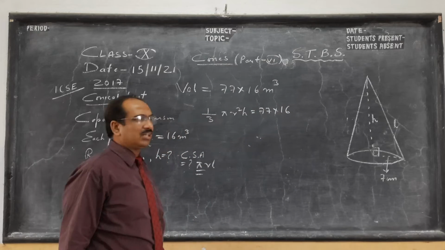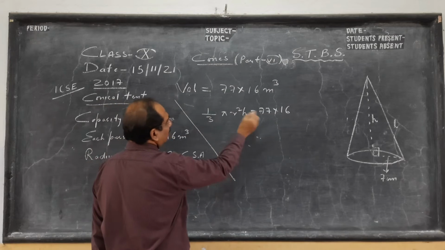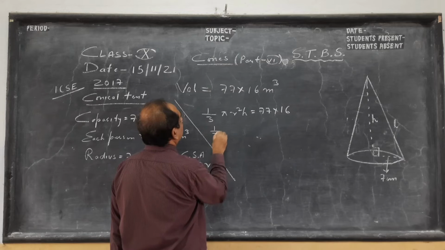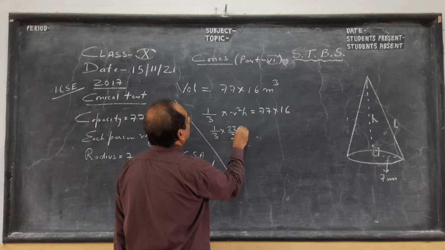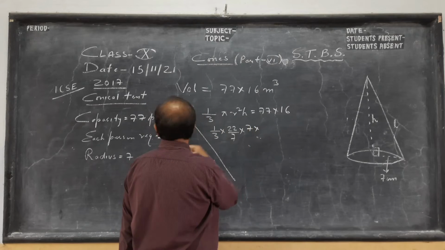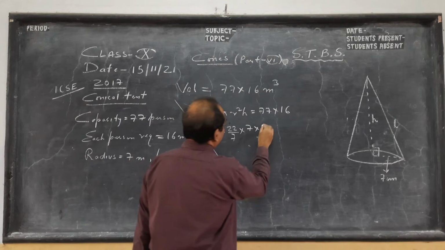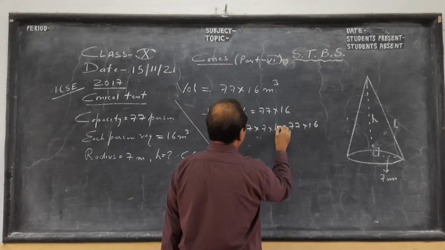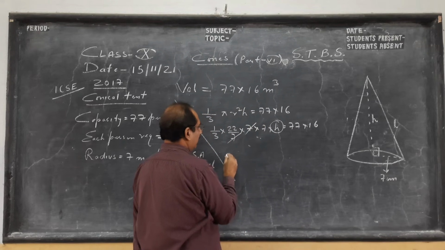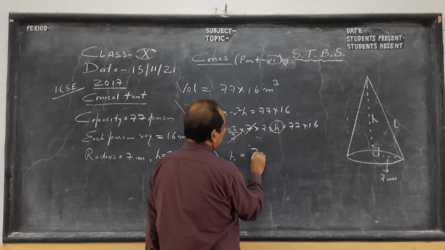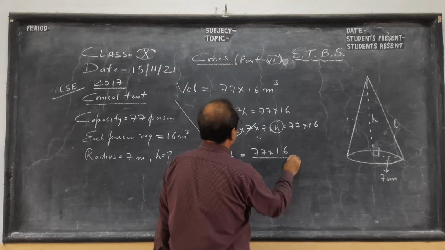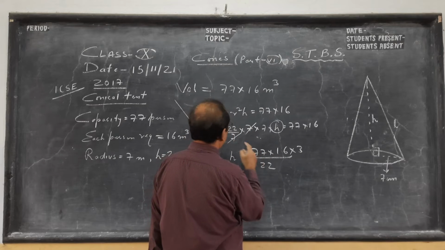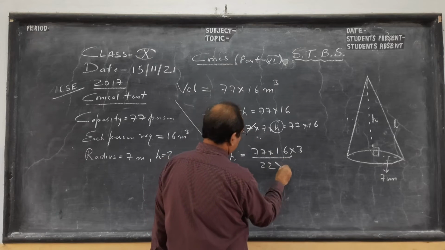Don't multiply, children. I see a lot of problems are solved in the last step where we do a lot of cancellation. So 1 by 3 into 22 by 7 into r square, r is 7, the radius of the base, height we don't know, is 77 into 16. If we solve for h, h is 77 into 16, this side 3 goes up, 7 7 is cancelled, and 22 goes down and another 7.